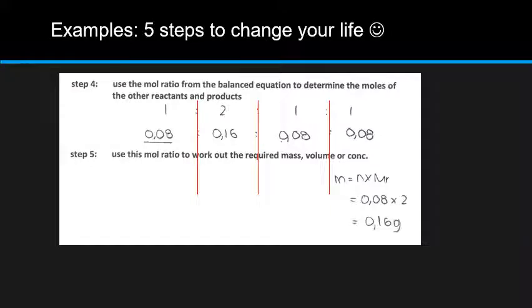Write this in quickly. And then this last step is what they wanted to know. They wanted to know what mass of hydrogen. You're going to go underneath your hydrogen gas column, which is column 4 here, and you're going to work out the mass using your mole equation. So mass is equal to moles times molecular mass. Literally 0.08 times 2. You should get 0.16 grams.